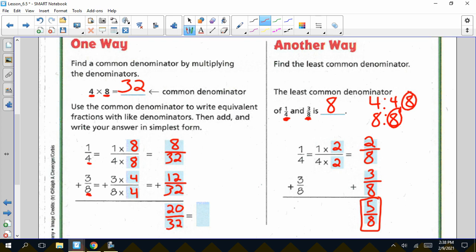Now, once we get done, we need to check, is that in simplest form? Well, it's not, because 4 can go into both 20 and 32. So I'm going to divide both numbers by 4. 20 divided by 4 equals 5. 32 divided by 4 equals 8. And there is our fraction in simplest form.